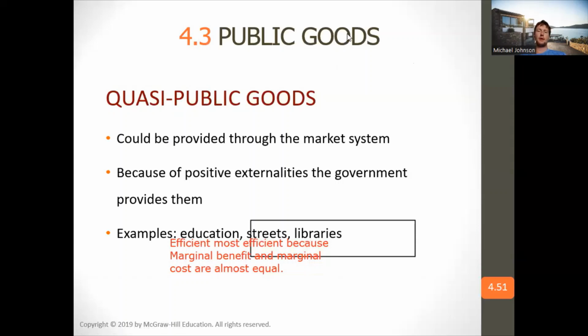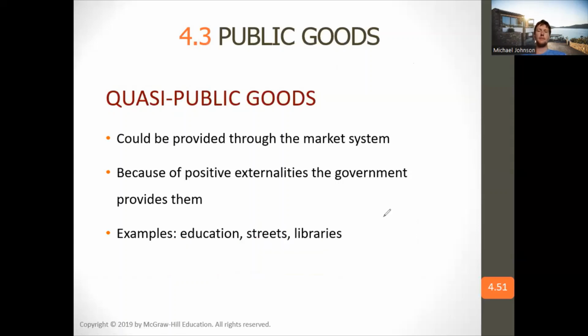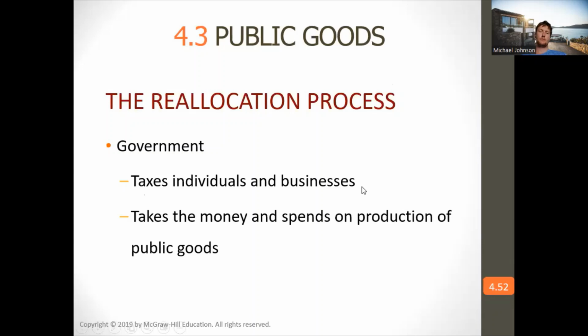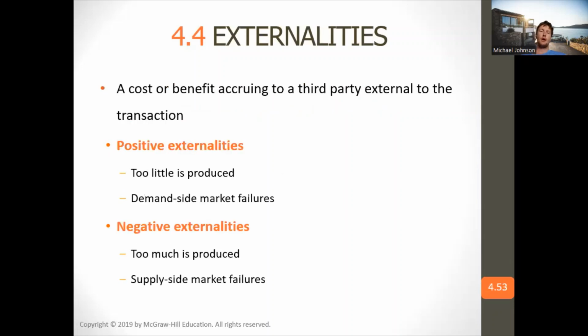And then quasi-public goods can be provided through the market system, but because of positive externalities the government provides them. Examples are education, streets, and libraries. So the government takes taxes from individuals and businesses and spends it on production of public goods.